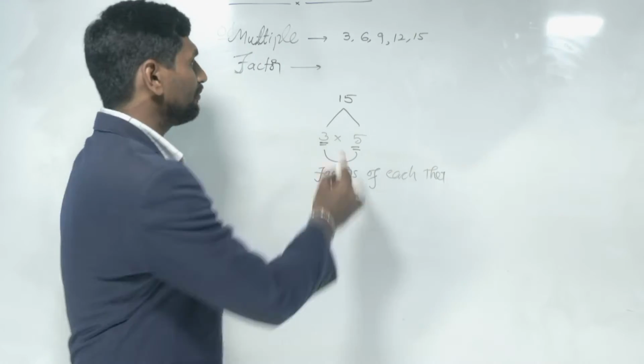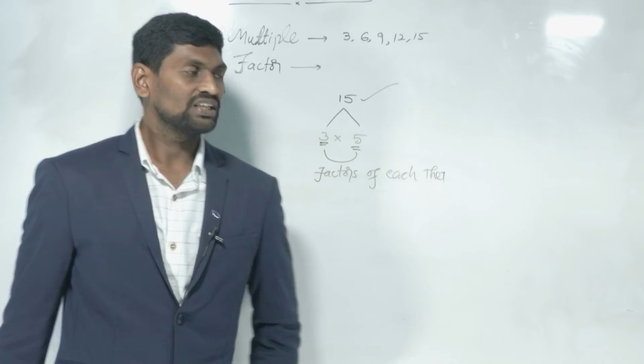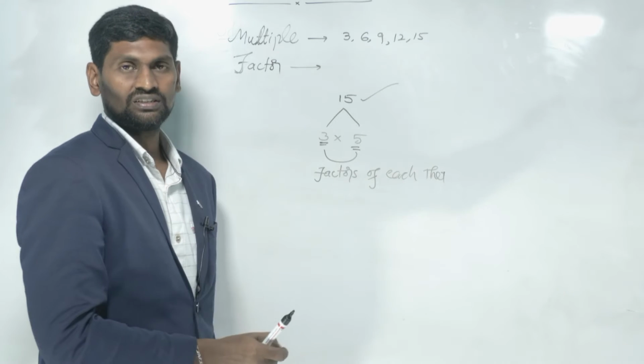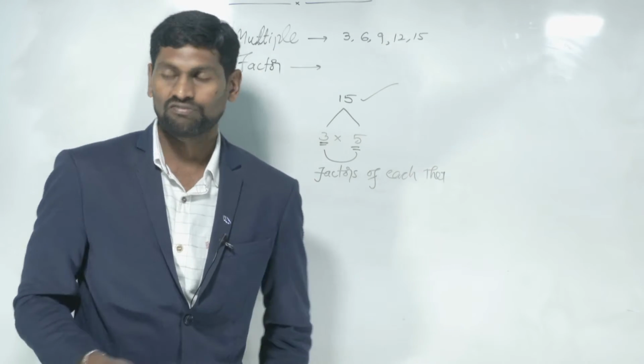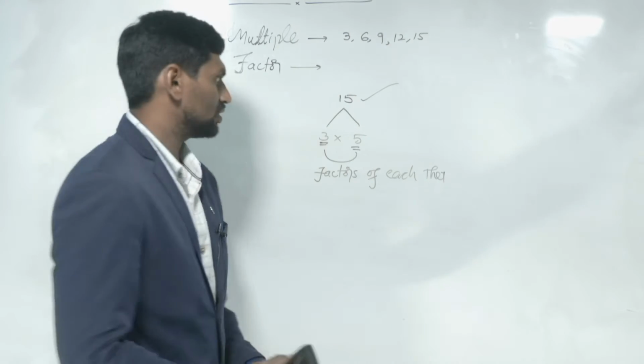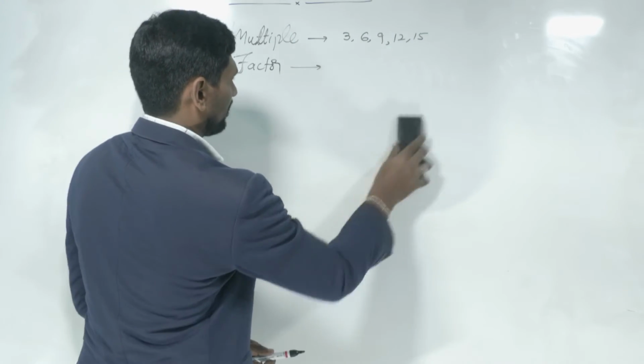Means factors of 15 each. Actually, they are the factors of 15. And 15 is the multiple of both of them. Okay, let me write one example here.